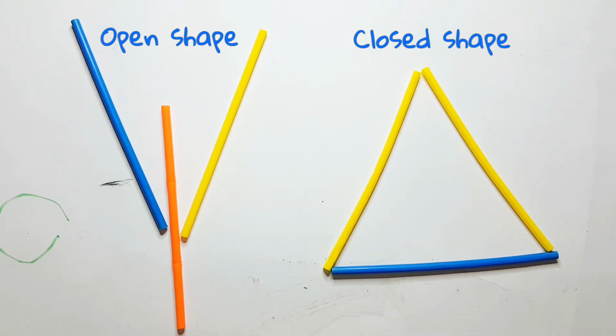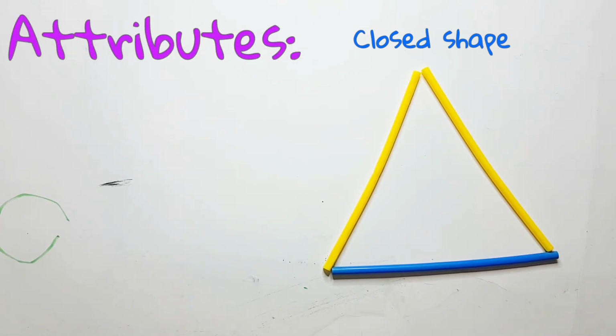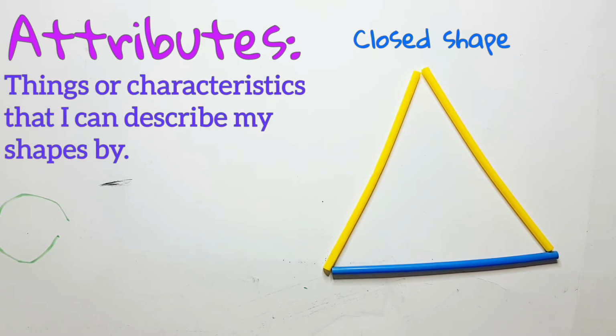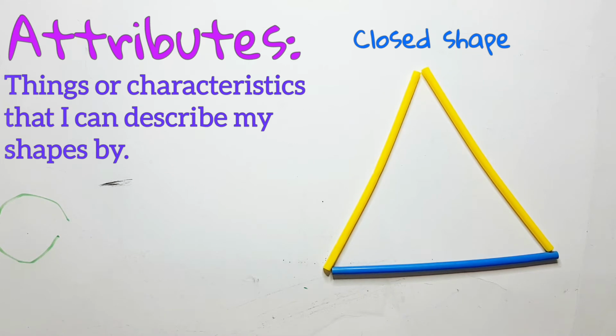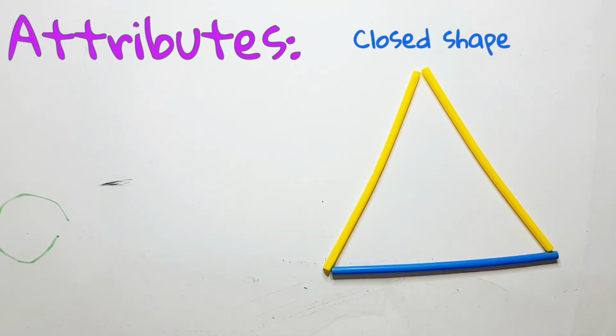So today we're going to be working with closed shapes and their attributes. Attributes? What does that mean? Well, the attributes are the things that I can describe my shapes by. Today I'm going to be showing you different shapes and we're going to talk about the attributes of those shapes. Ready? Let's begin.